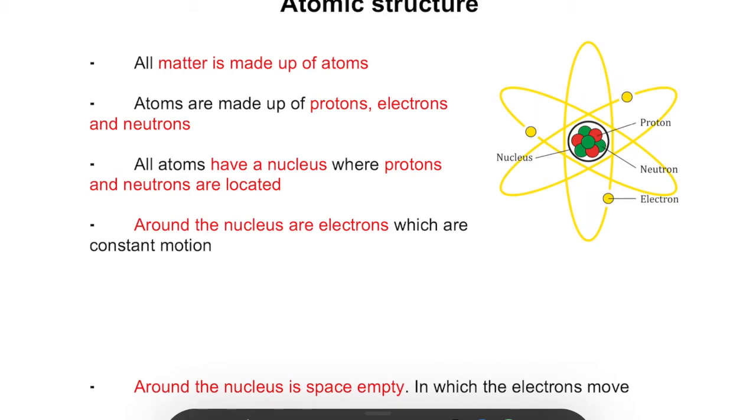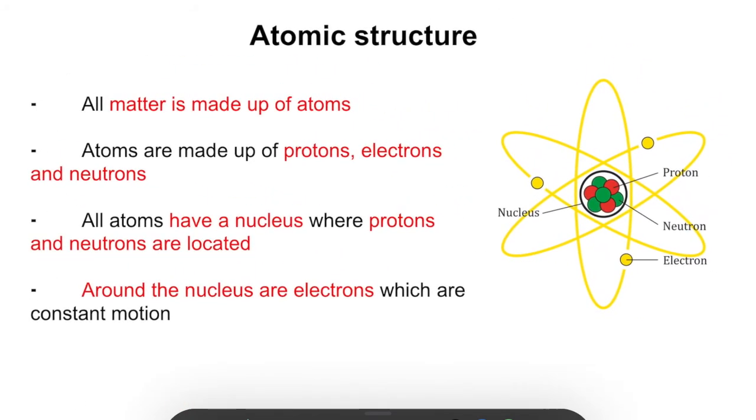The first point, and the most important point, is that all matter in the universe is made of atoms. We're talking about everything, not only a book or wood. We're talking about us. We are made of atoms. That means everything in the universe is made of atoms, but atoms are made of protons, electrons, and neutrons.